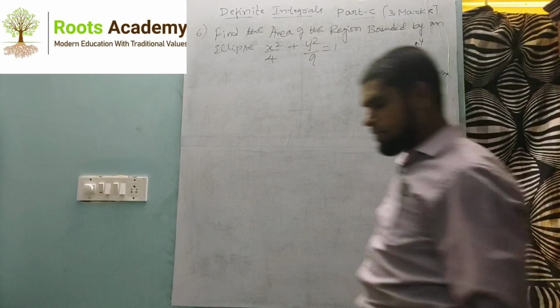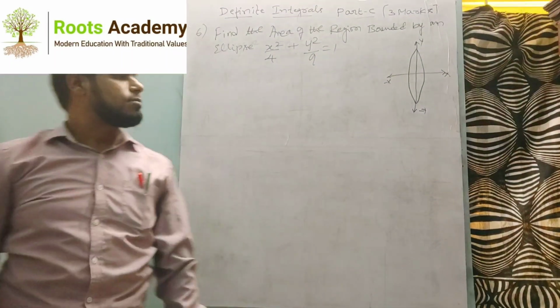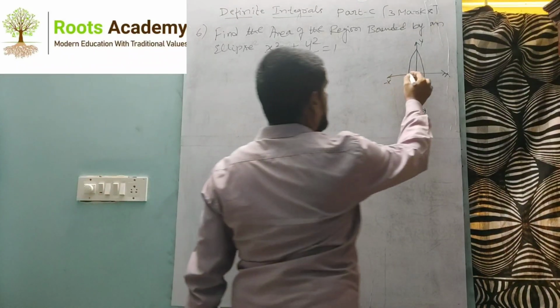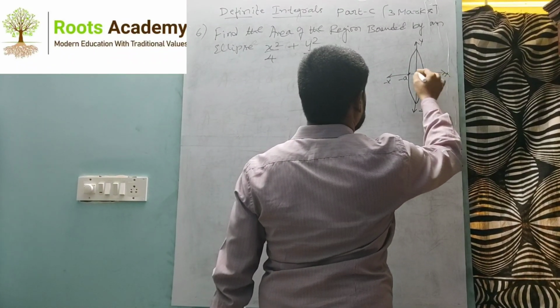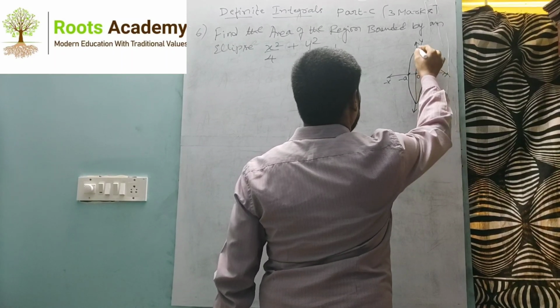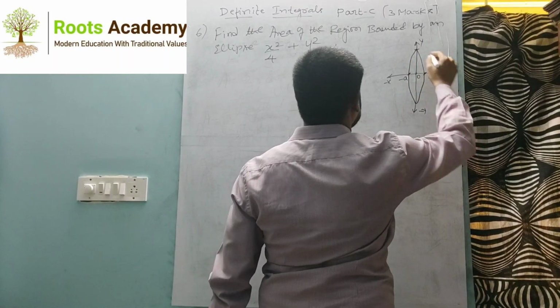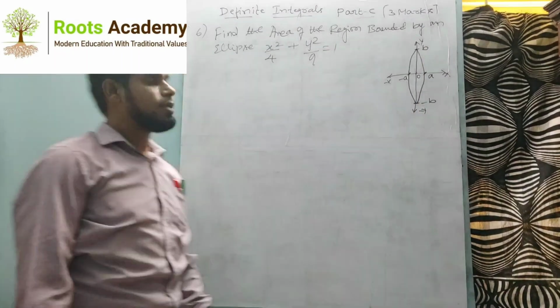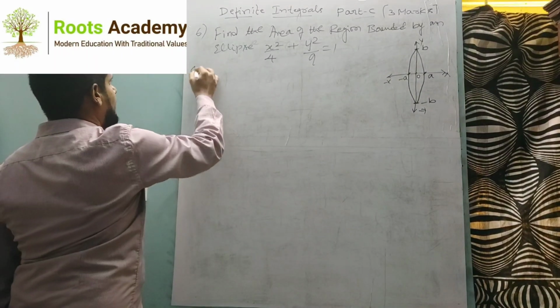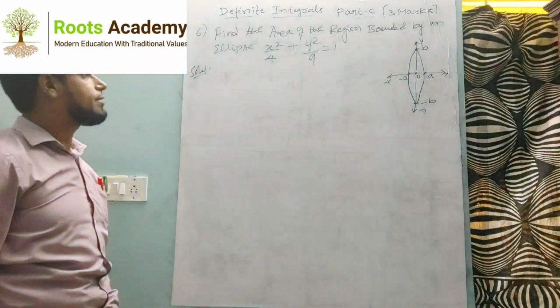Student, the ellipse will be like this. Now this is minus a, plus a. Here it is 0. This is plus b and it is minus b. So with this, let us find what are a and b.